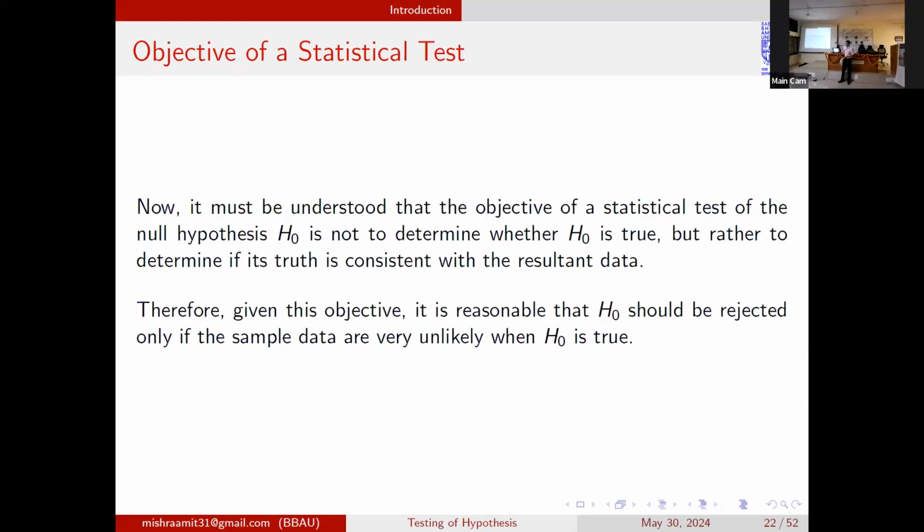So the objective is clear now. The objective is not to prove something. You cannot prove anything with the help of data. You can only say my data supports it, my data does not support this. I again quote the fourth example.